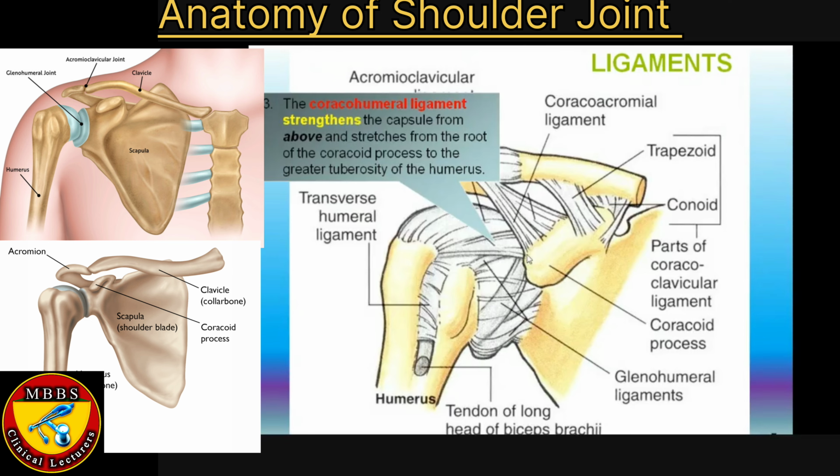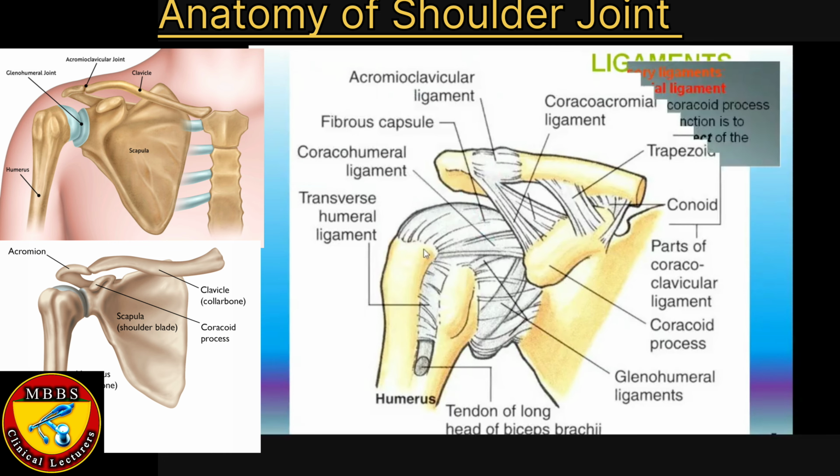Then the third one is the coracohumeral ligament, because it attaches to the coracoid process of the scapula and to the humerus, and that is why it is named the coracohumeral ligament. This also helps in strengthening the capsule of the shoulder joint, but it lies above, so it strengthens the capsule from the upward direction, stretching from the root of the coracoid process to the greater tuberosity of the humerus.